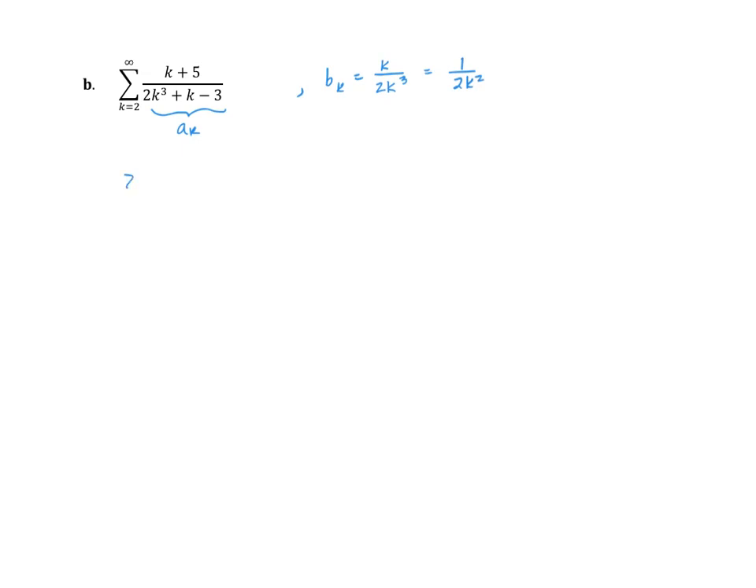So notice that if I look at my comparison series from k equal to 2 to infinity of 1 over 2 times k squared, I can factor out the 1/2, and I get 1 over k squared, which is a convergent p-series, since p is equal to 2. So I know that my b sub k converges. Now all I have to do is take the limit.